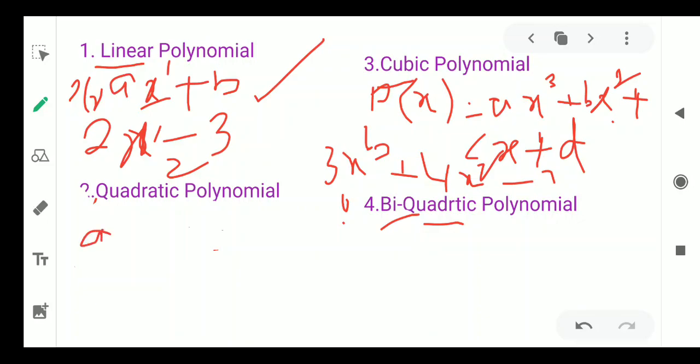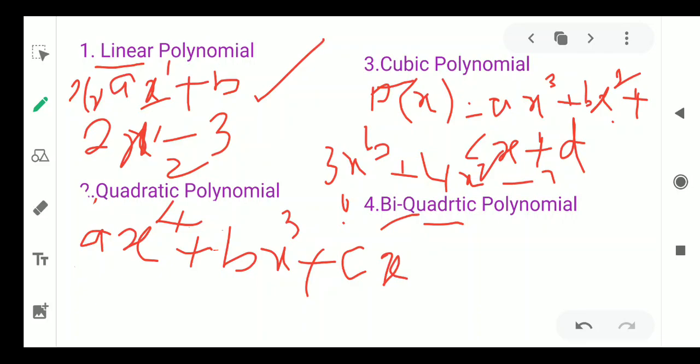You can write a. First we start with a, and now I am taking the variable x. Degree 4 means the highest degree you have to write first, plus b, then c, and so on. Ax power 4, plus bx cube, since decreasing 4 gives 3, plus cx square, plus dx, plus constant e. You can write like this up to whatever the degree given. For that degree you write the general form of the polynomial. So this is the general form of the biquadratic polynomial.